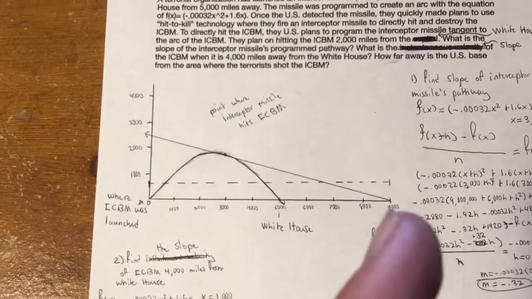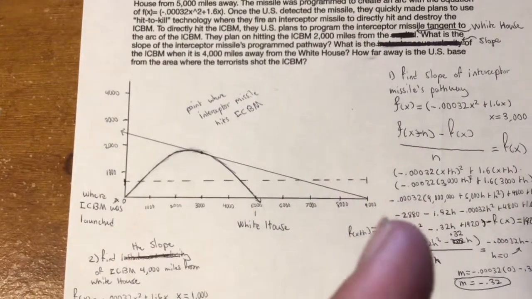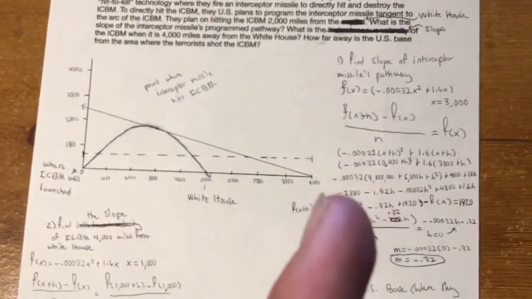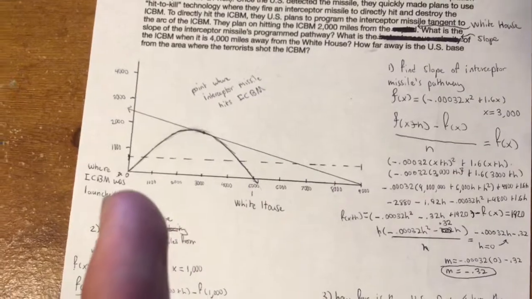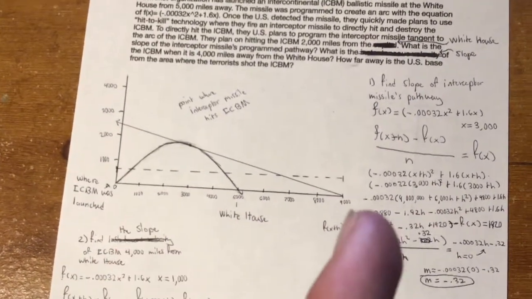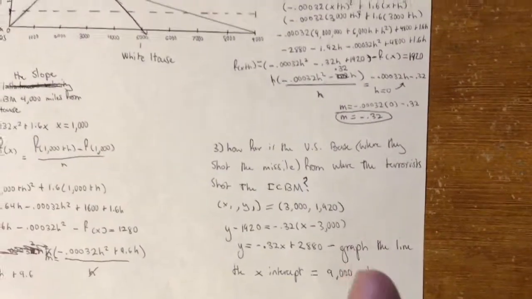And the distance from this is where the base launched the missile. So this is where the ICBM was launched. So the distance from these 2 points are 9,000 miles. So that is the answer for number 3.